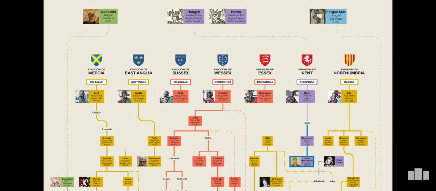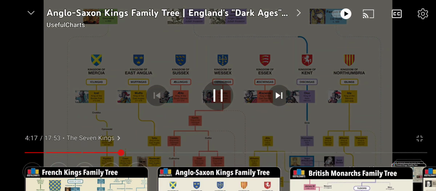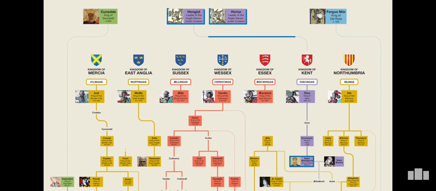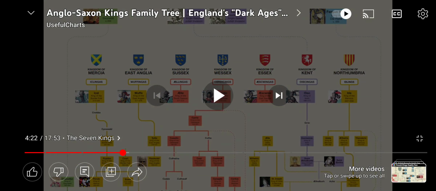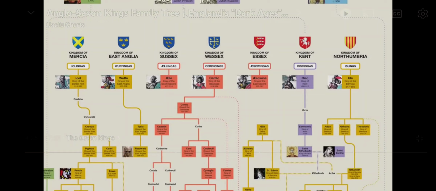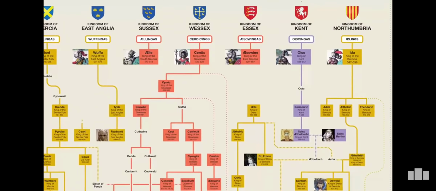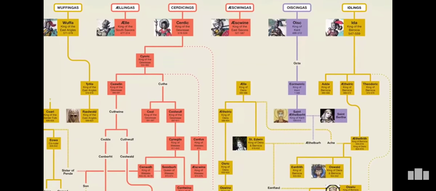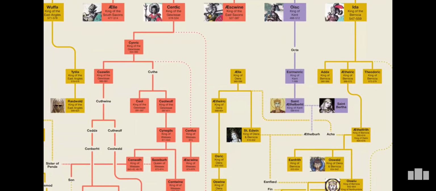Athelbert was also supposedly a direct descendant of Hengist, Hengist and Horsa being the 2 legendary brothers who were said to have led the initial Anglo-Saxon invasion. But we have no evidence that they actually existed. For the remainder of this video, we are going to focus on the 3 largest Anglo-Saxon kingdoms: Mercia, Wessex, and Northumbria. Let's start with Northumbria.